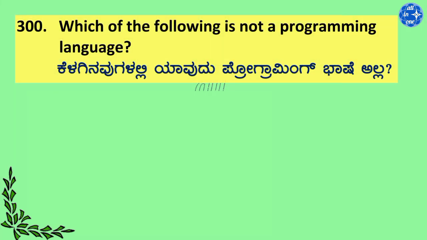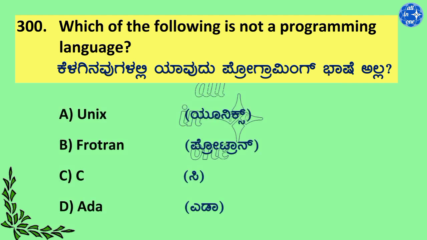Question: which of the following is not a programming language? Option: Unix, Fortran, C, Ada. Right answer is Unix.